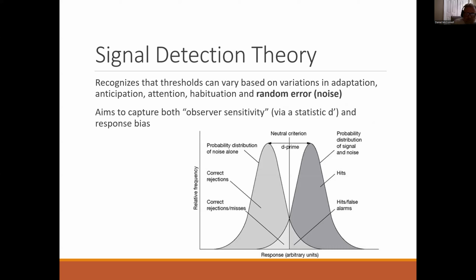Now we could do the other thing. We can also try to drift our criterion towards the left of this x-axis, and that's going to increase the number of times our subject says no. And that means we're going to have lots of correct rejections, but also lots of misses and very, very few hits and false alarms. And so we can see here how two things are being measured at once, right?